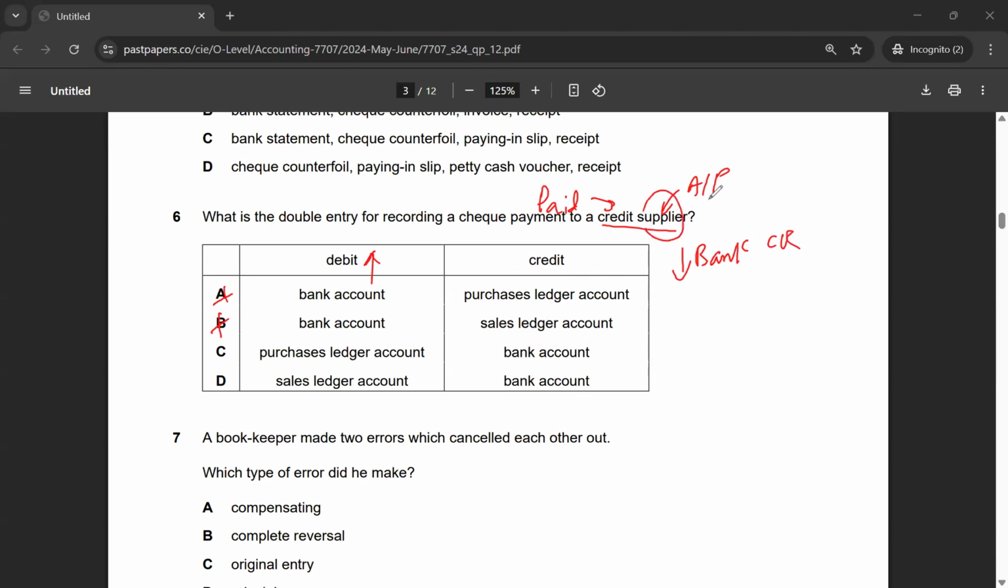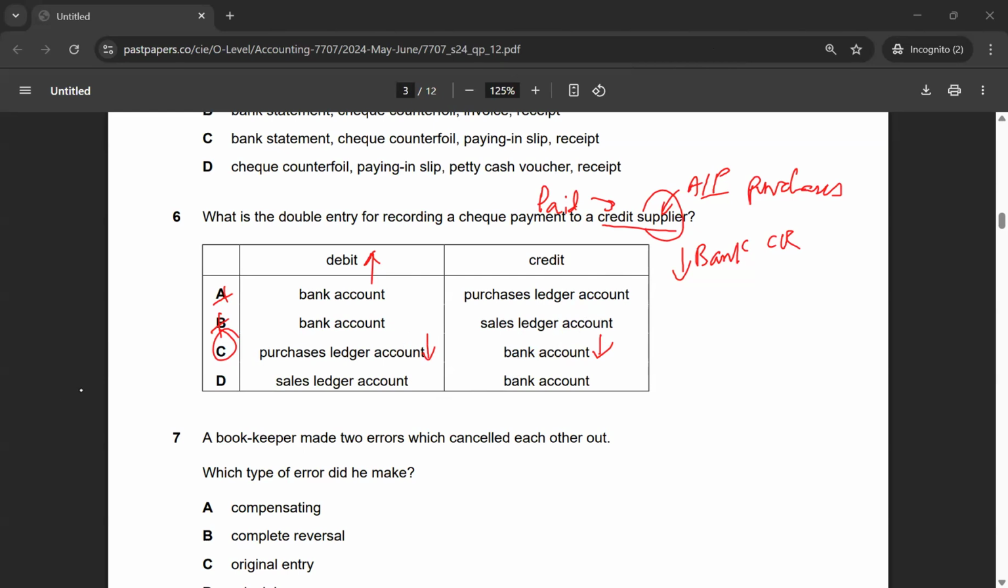Now, since this is a supplier, it's an accounts payable. It's related to purchases. So the correct answer for multiple choice 6 would be option C, that is debit purchase ledger account. So reducing the payable, and credit bank account because the payment has been made. So reducing that bank account as well.